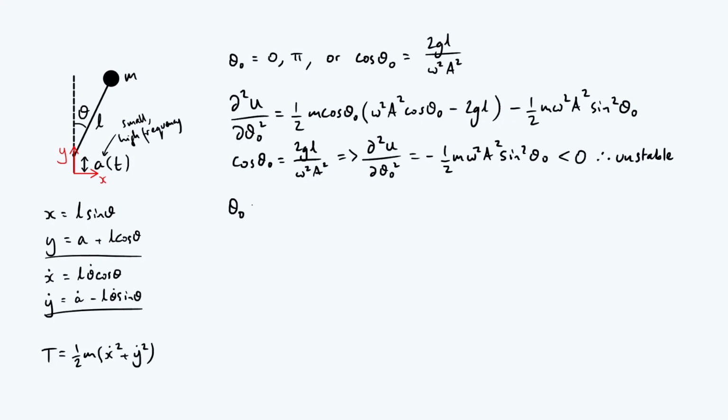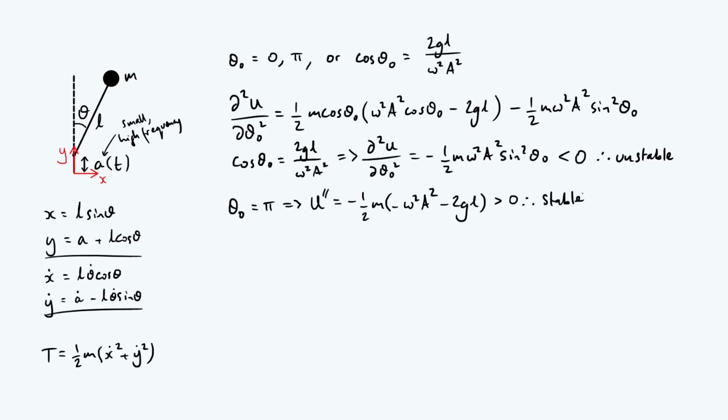So next one, let's consider what happens when theta naught is pi. Then your second derivative, let me save some time by writing it as u double dash, second derivative of u. Well, cos of pi is -1, so you start with minus a half m. Then again, cos theta naught is -1, so you've got minus omega squared a squared minus 2gl. Then the sine squared bit, well, sine of pi is 0, so that bit just disappears. You've got a negative thing outside the brackets, a negative thing inside the brackets, and you multiply two negatives together, you're going to get a positive number. So that's bigger than 0, therefore you've got a minimum point, and that is always stable.